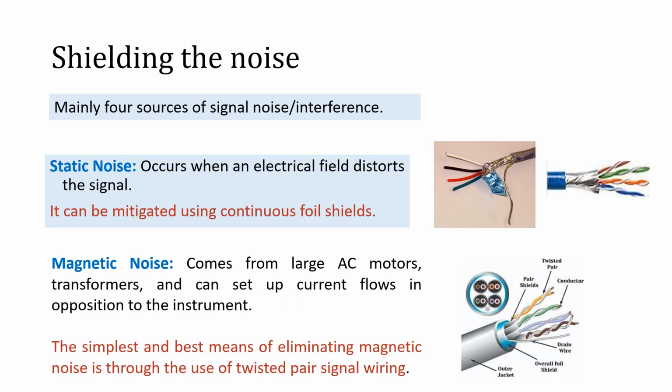So now coming to the last topic, that is shielding the noise. You must have come across wires that have been shielded with some kind of aluminum foil. Let's see, not exactly whether it is aluminum or some kind of alloy used to reduce the cost, but what actually that foil is. Now why are we doing these things?